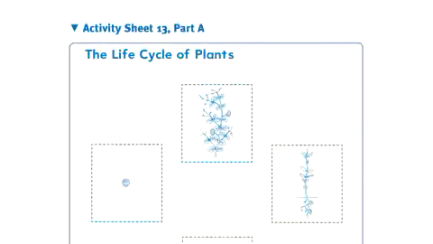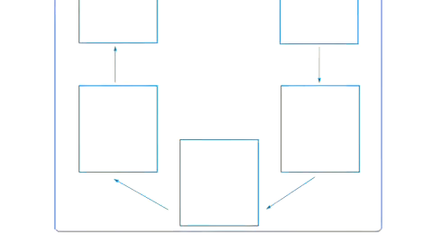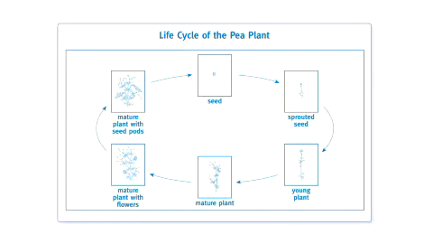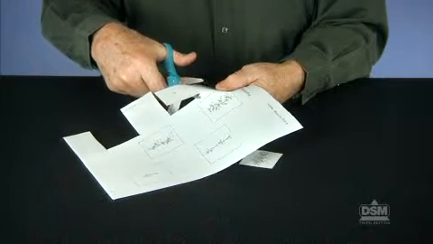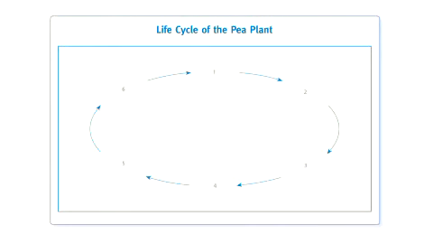To prepare for the activity, make a copy of Activity Sheet 13, Parts A and B for each student. Also, photocopy the pea plant life cycle pictures and cut them into sections so each stage is separate. Post the life cycle of the pea plant chart in the classroom.